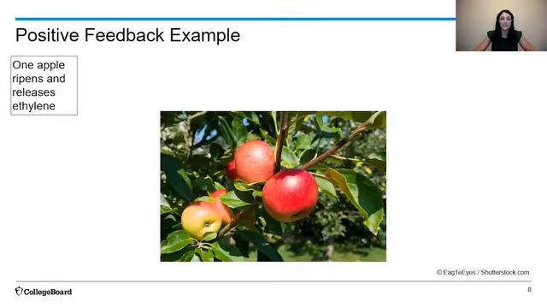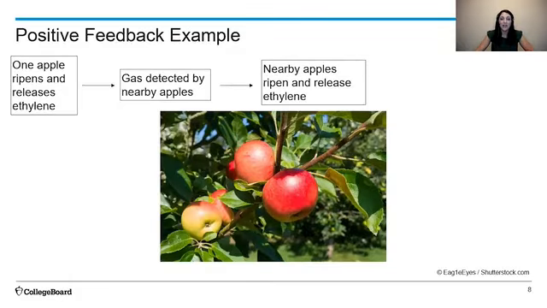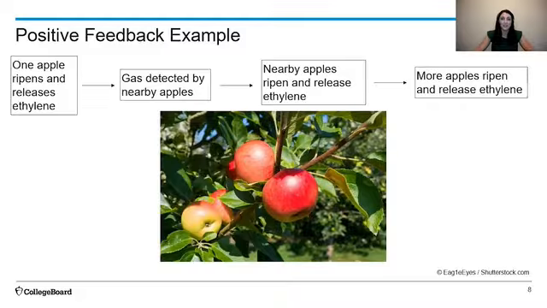So in this image, we can see that we have some apples on a tree. And what happens is when one apple ripens, it releases something called ethylene gas. And that ethylene gas can then travel and get detected by other nearby apples on the tree. And those nearby apples then start to ripen themselves and release ethylene themselves, which gets detected by even more apples on the tree to release ethylene themselves and ripen.